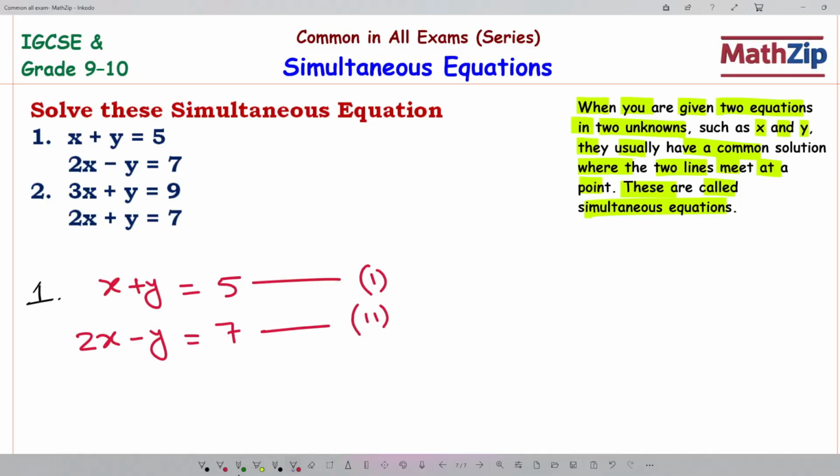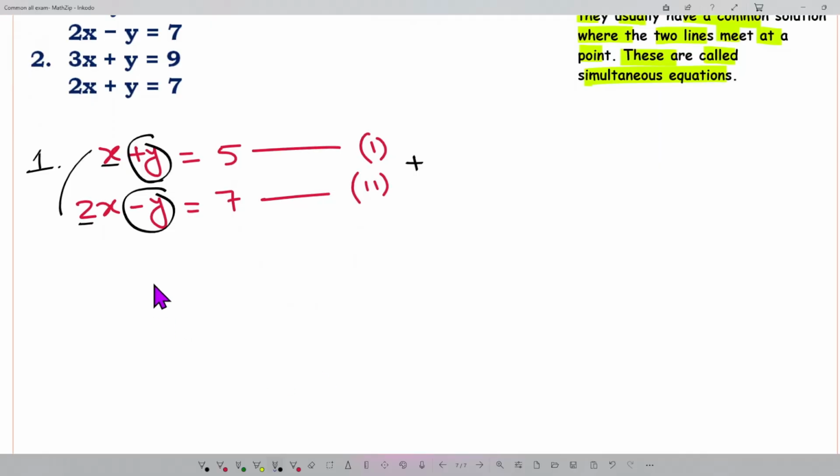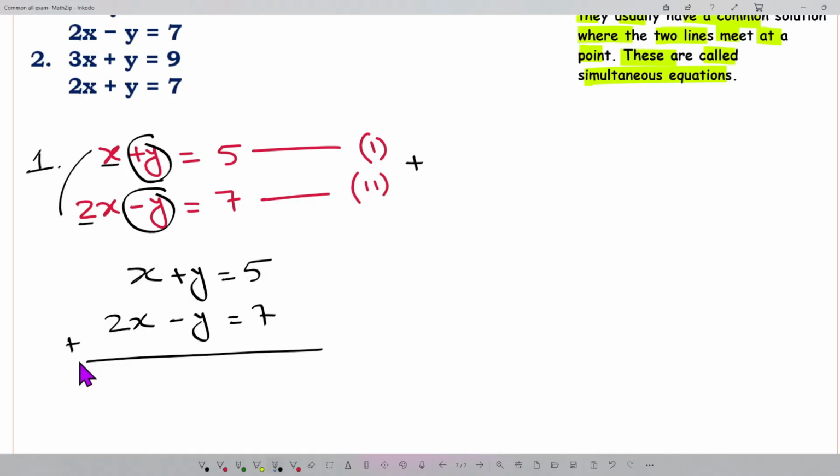Now we have to find the coefficients of the unknowns. In equation 1, x has coefficient 1 and y also 1, but in equation 2 the coefficient of x is 2 and y again 1. In this case, here is plus y and here is minus y. If we add them, we will get the value of x. So we can do it this way: x plus y equals 5, 2x minus y equals 7, simple arithmetic.